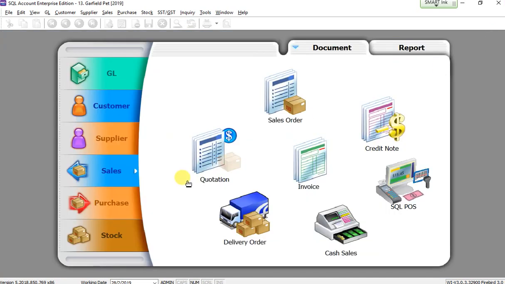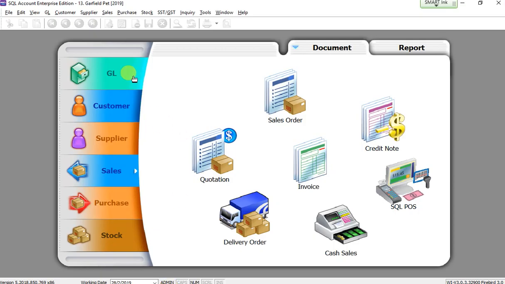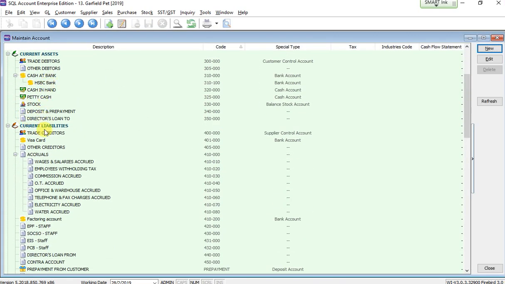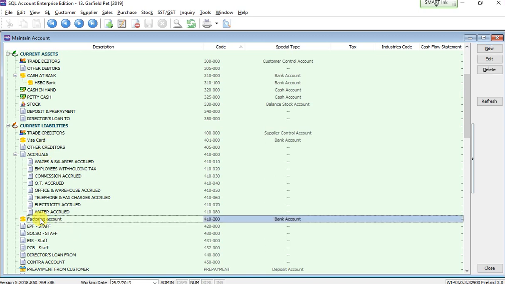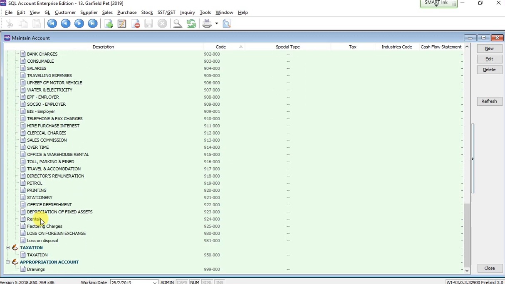Next one. The last one will be this factoring. Right? Factoring, basically, first step, create accounts. Creating accounts, I don't think you have issues. Just go to maintain accounts, create the accounts. Under current liability, you will have a factoring account. And under expenses, you will have factoring charges.